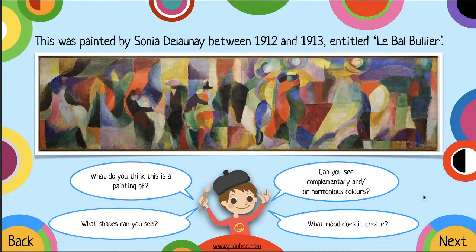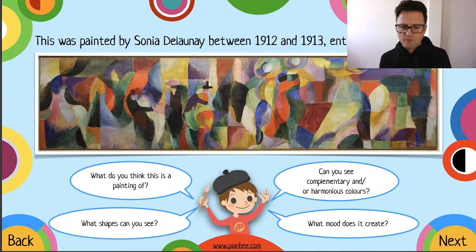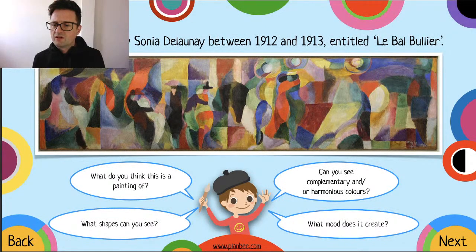This painting by Sonia Delauney is entitled Lavelle Boulier, and it was painted between 1912 and 1913. What do you think is going on in this painting? What shapes can you see? And can you see any complementary or harmonious colours being used together here? What mood does it create? Looking carefully at this picture now, what do you notice?